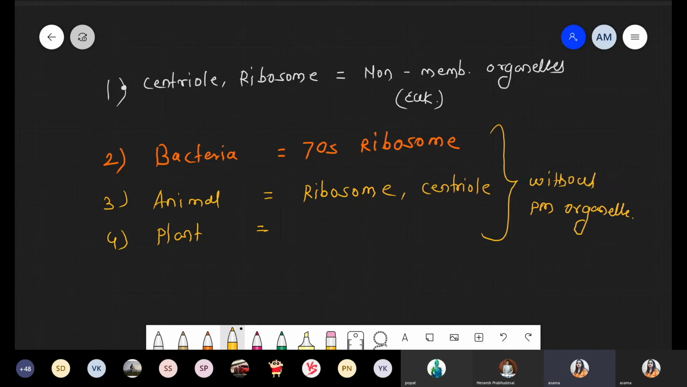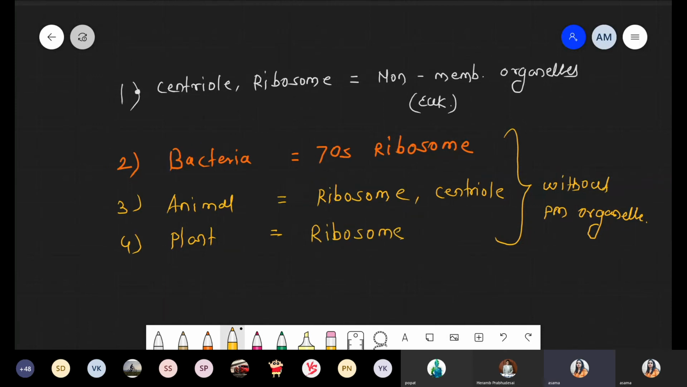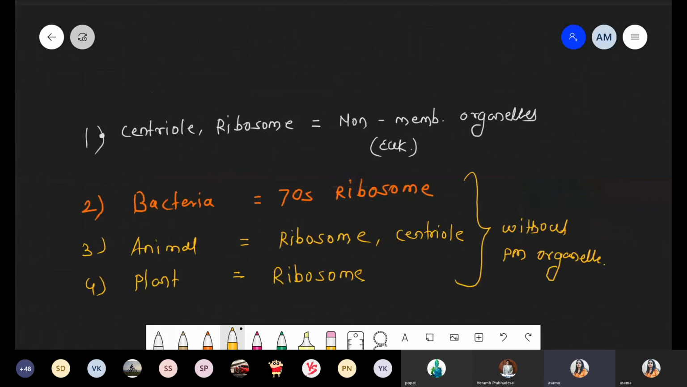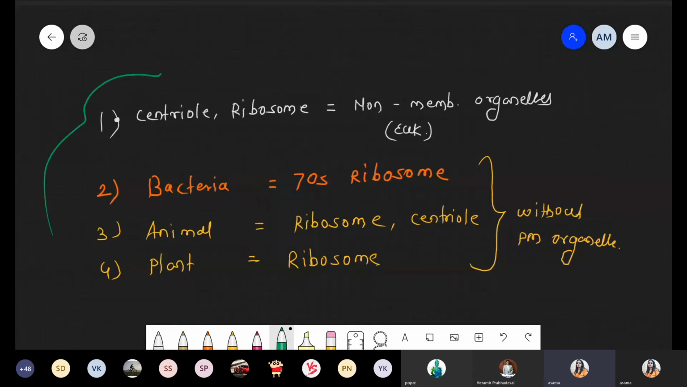We discussed that in the case of plant, the centriole is absent. Remember? So there is only one organelle without plasma membrane, that is the ribosome, because the centriole is absent in the plant cell. Got it? So these are some questions with respect to your NEET examination.